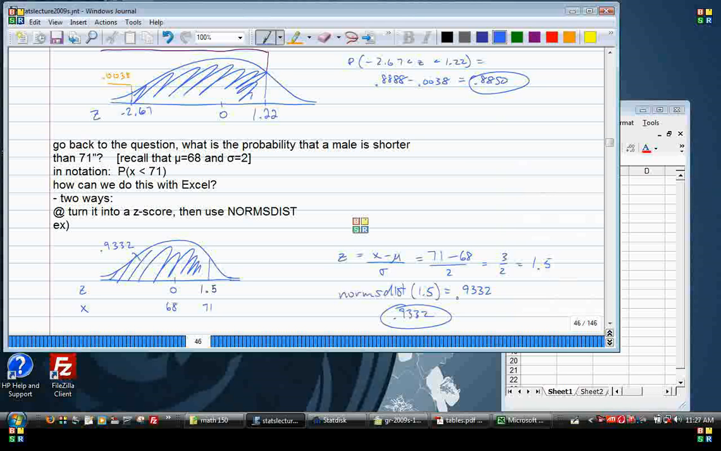Good? Okay. So what we're going to talk about pretty much for the rest of the period are problems similar to this one and how we're going to use the technology to do it. Now, one thing that I want to show you next is we can use something other than Excel to do these problems.